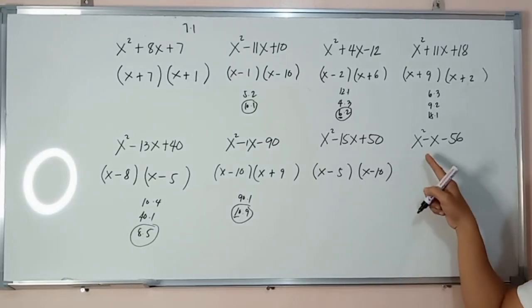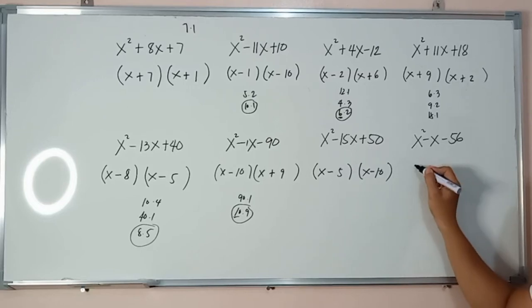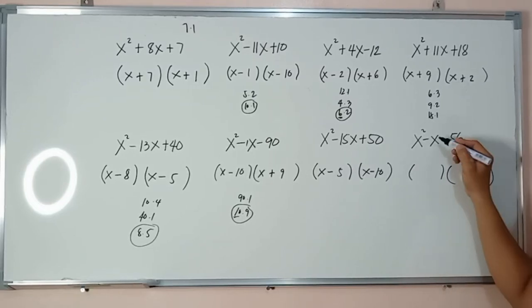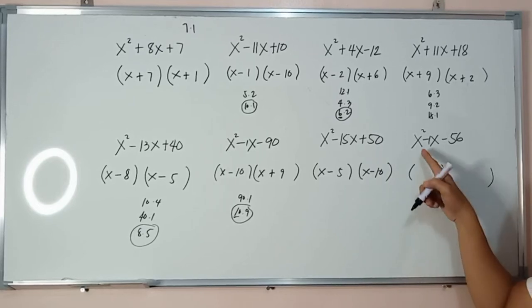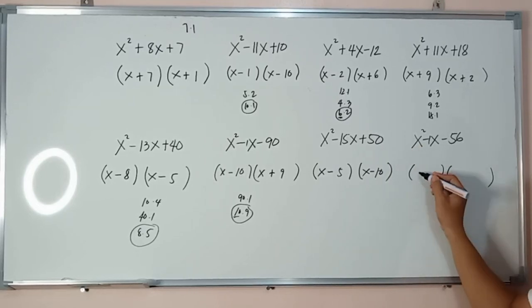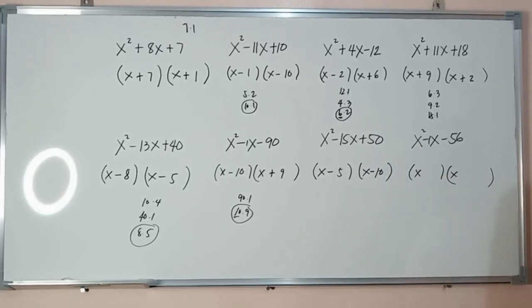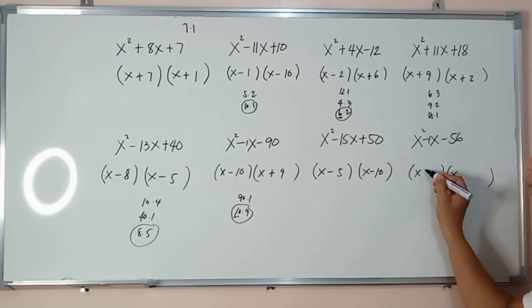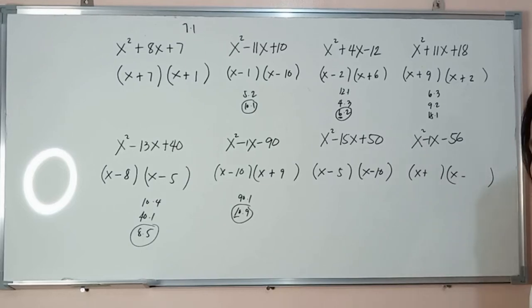Next example, x squared minus x minus 56. So factors, again, we have an assumed coefficient 1 here. So the factors of x squared, we have x times x. The last term is negative, so we affix the double sign, plus and minus, or minus plus.